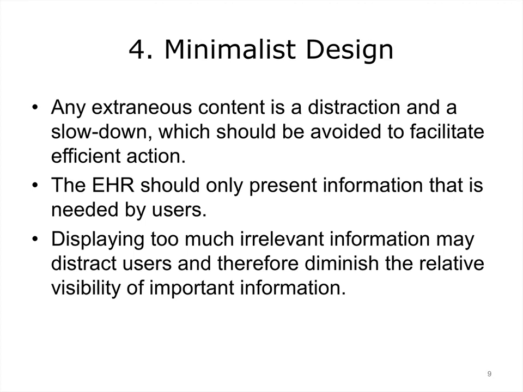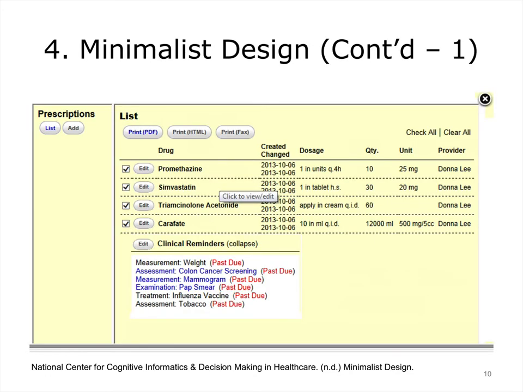The EHR should only present information that is needed by users. Displaying too much irrelevant information may distract users and therefore diminish the relative visibility of important information. In this bad example, the user is looking for prescription information regarding a patient. This page provides this information, but also presents clinical reminders of this patient. Even though the clinical reminders are important, they have nothing to do with the user's original task. Including this information in the prescription list may confuse the user and slow down further actions.